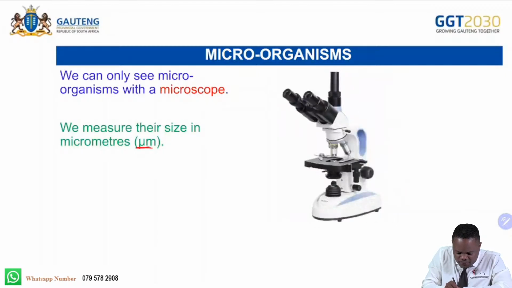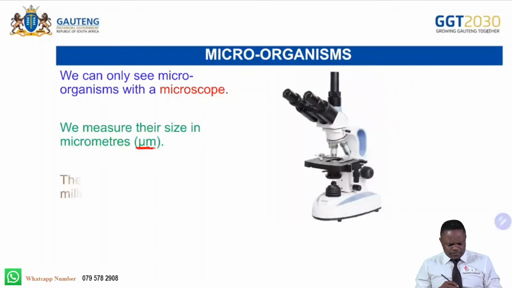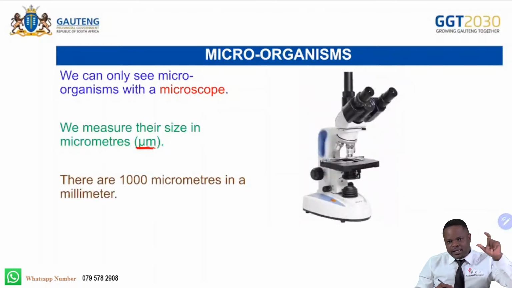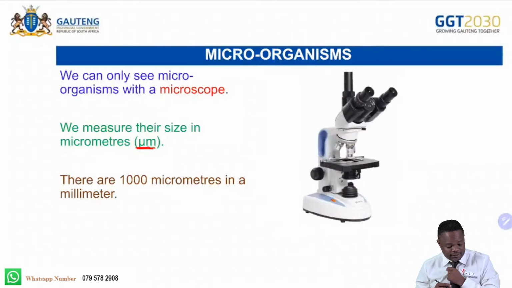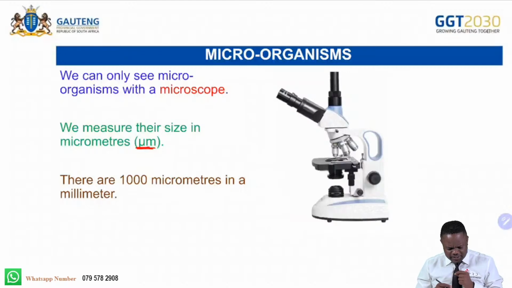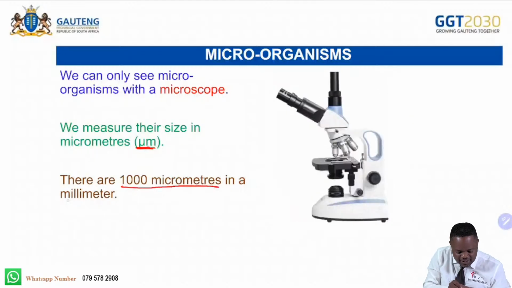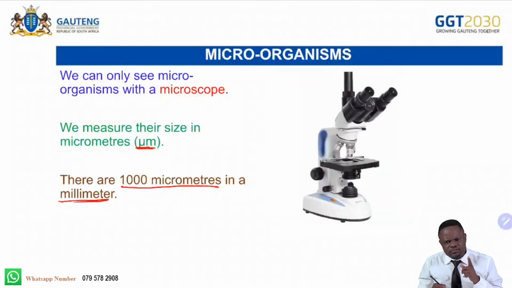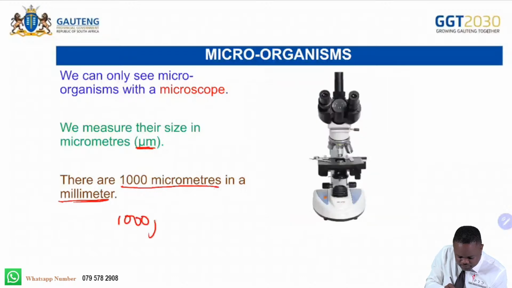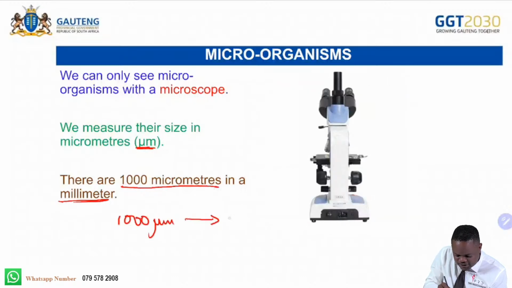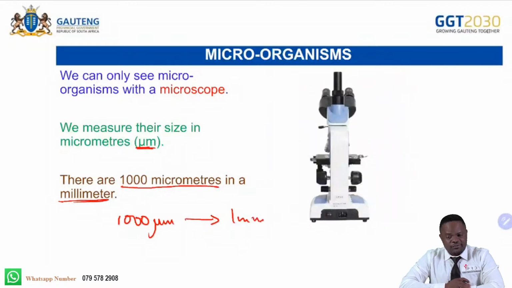That is the symbol for micro there. Can you see that? So their size is in micrometers. We use a microscope to view them, and their size is in micrometers. Don't forget that. And then we're saying 1,000 micrometers make 1 millimeter. Check your notes. 1,000 micrometers give you 1 millimeter. That is the relationship that we have.